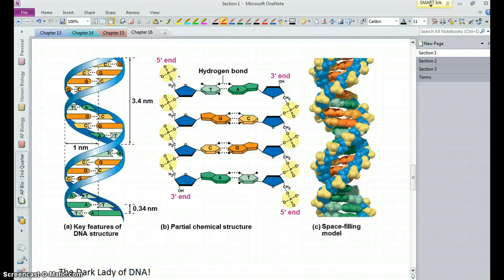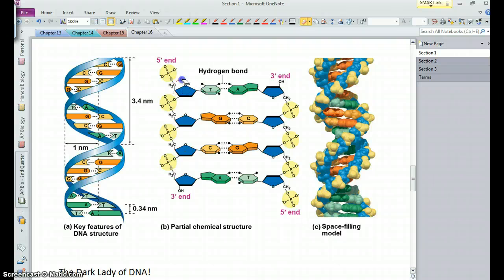The sugar, in particular, is, of course, an organic molecule with carbons in it, and so there's a carbon here and here and here and here and up here, these 5 carbons, and so those are numbered. This is the number 1 carbon, then 2, 3, 4, and 5. And you notice this is the 3 side of the molecule, and this is the 5 side. And the sugar is oriented in the opposite direction on the other side.